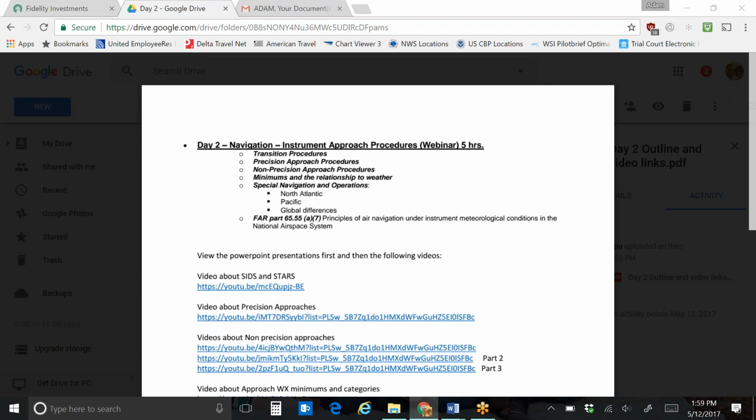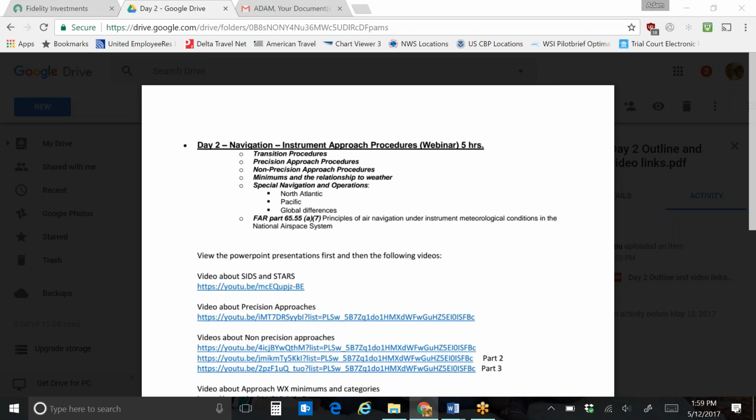And so the main takeaways for today once again are: know what a SID and STAR is, know why we use them, where they are, the definition of both of them, and precision approaches and non-precision approaches. Be able to distinguish the difference between precision and non-precision and what kind of guidance each one gives you, as well as give some examples of precision approaches and then also some examples of non-precision approaches.